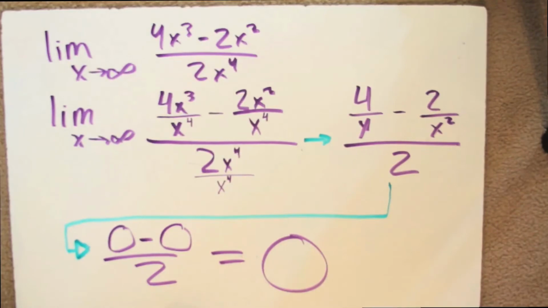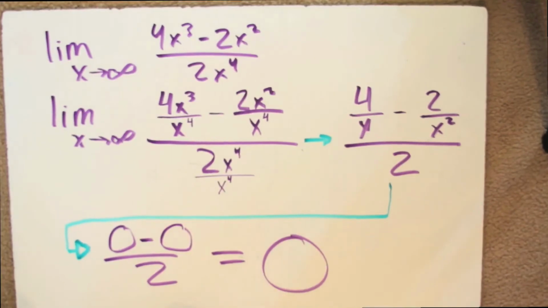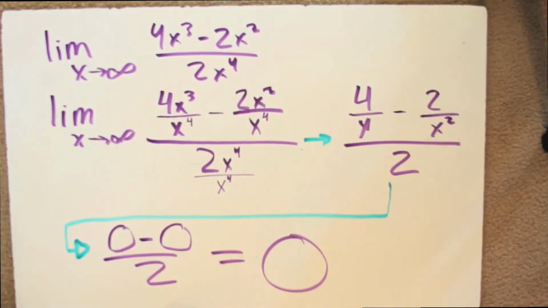So for this method, you divide every nomial in the fraction by the highest degree variable. So in the example 4x cubed minus 2x squared over 2x to the 4th, you would divide every nomial by x to the 4th, bringing you to 4 over x minus 2 over x squared all over 2.